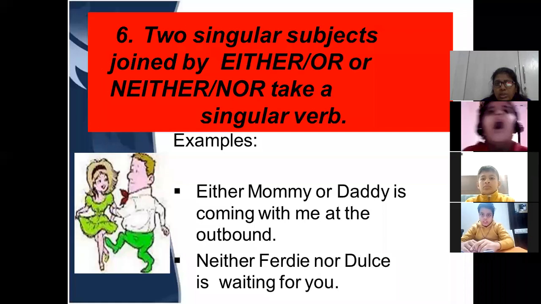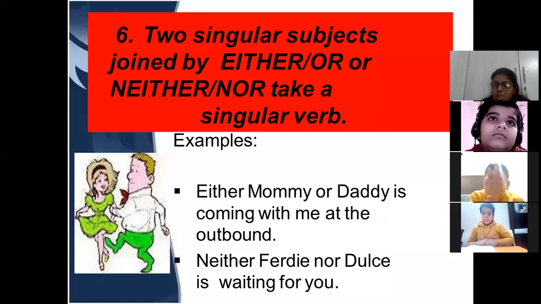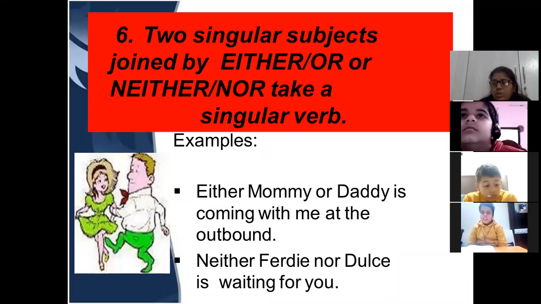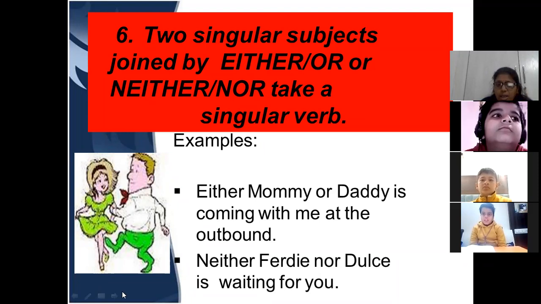Two singular subjects joined by either or or neither nor take a singular verb. Either or is like a choice. If I say, will you take coffee or tea, I am giving you a choice between two things. And when I say neither nor, it means I am not giving any choice to you.